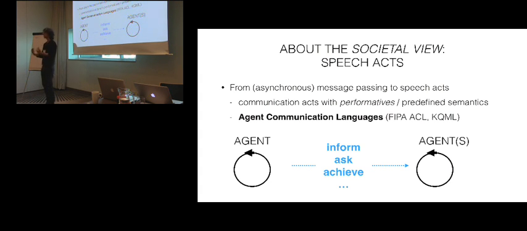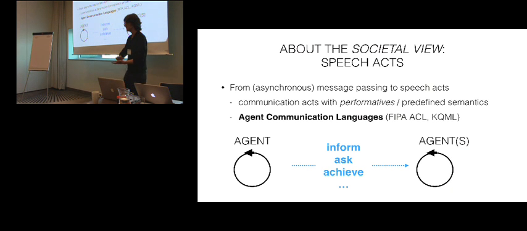If you made a request, I'm supposed to inform you about something. Or if you ask me to achieve some goal, since I have a notion of goal, I can refuse or do something about achieving it. There's been a huge amount of discussion about the usefulness of this, also in the agent community. You guys working with Jade use a few of these performatives, not all of them, but some.